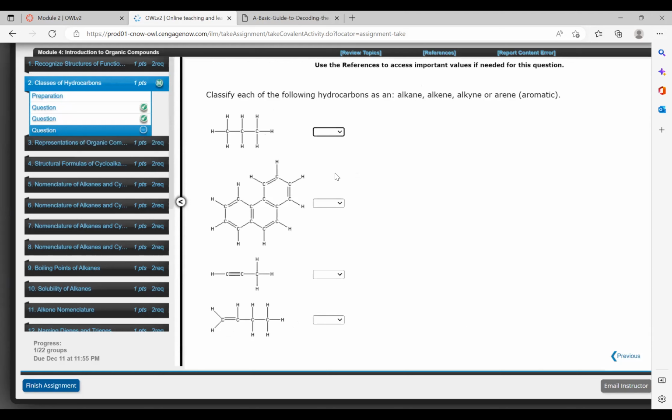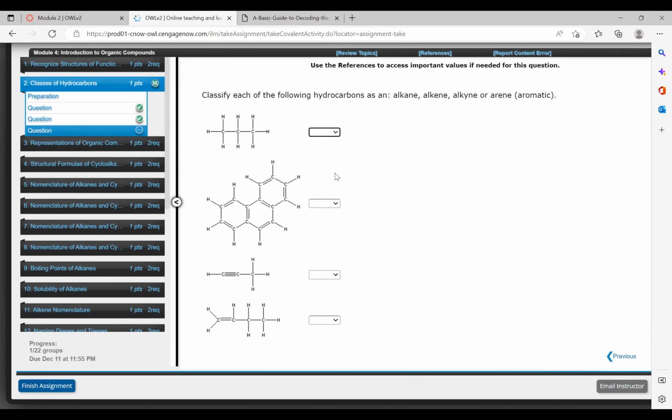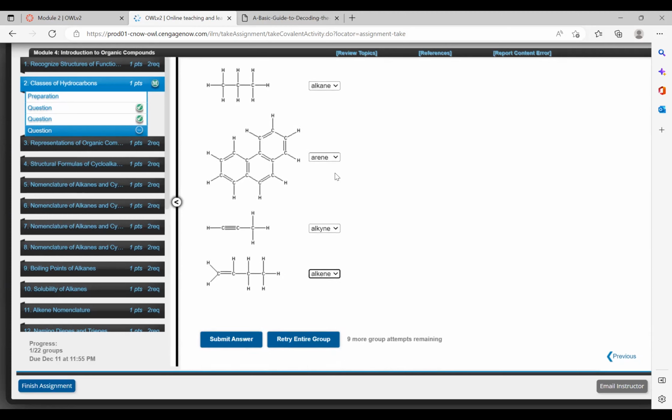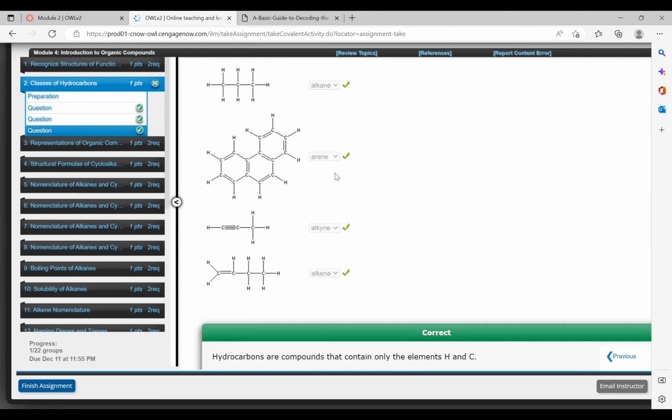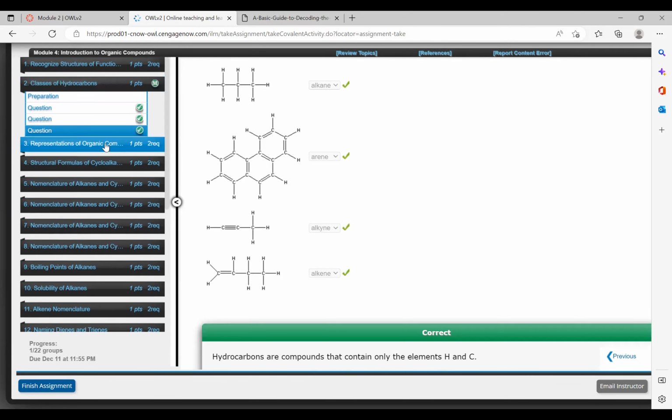All right, and then the next question again is the same idea. We have an alkane, because it's all single bonds. Because we see these double bonds, but we see them in a ring-like format, we're going to call it an arene. Here we have a triple bond, that's an alkyne, and here we have a double bond, this is an alkene. All right, so I hope those make sense.